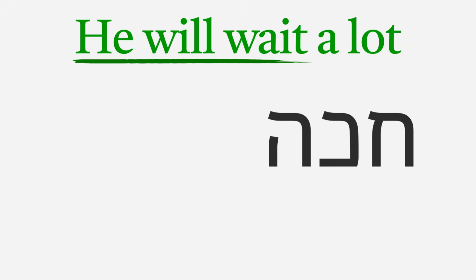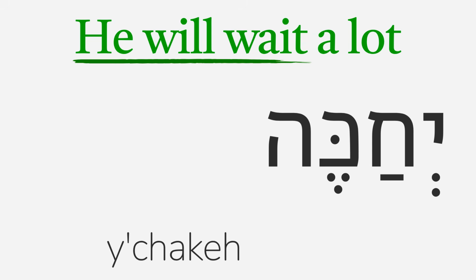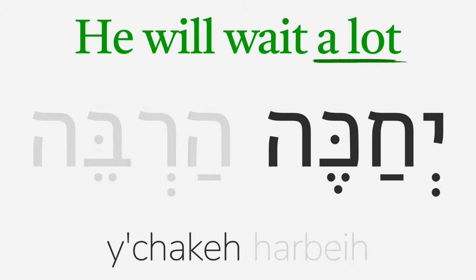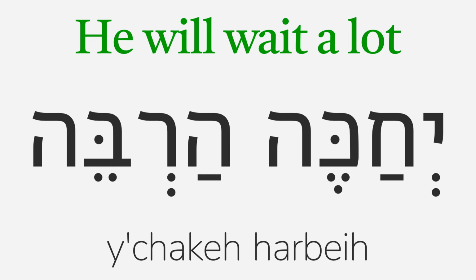Let's say he will wait a lot. The verb he will wait will be a piel verb from the root chet kaf he. This will be in the hu form of the future tense. That form uses a ya prefix. The vowels on the root letters in a future tense are supposed to be a patach on the first root letter, and on the second root letter, a dagesh and tsere. But if the root ends with he, this vowel will not be a tsere, but a segol. That makes the verb yachakeh, he will wait. A lot is harbe. Yachakeh harbe, he will wait a lot.